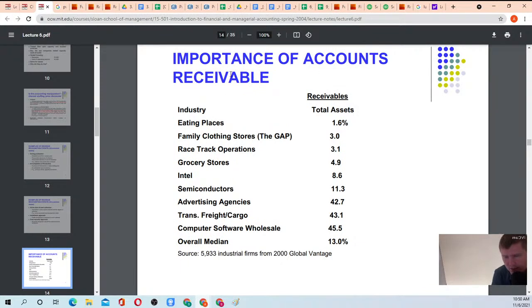Here is the importance of accounts receivable. So when you get the revenue, most of the time you get it as a receivable. For example, in eating places, receivable is only 1.6% of total assets, because you come to the restaurant and you pay immediately. You do not say, okay, I will pay you later. Family clothing stores, racetrack, grocery stores. In groceries you mostly pay on the spot, either with credit card or with cash. Intel and semiconductors, 11%. Advertising agencies 40%, freight 40%, computer wholesale 40%, overall median 13%. So the overall median says that half of the businesses have only 13% of their assets in accounts receivable. But some businesses can be very heavy in accounts receivable.